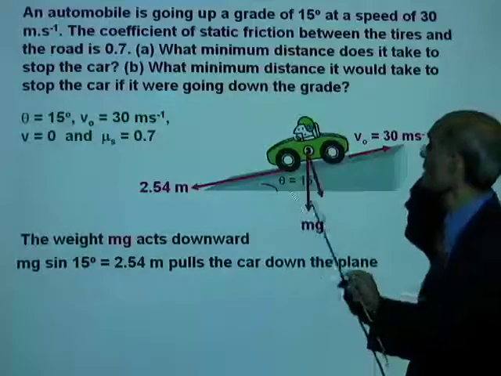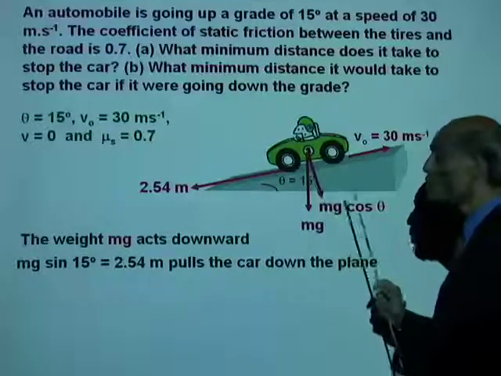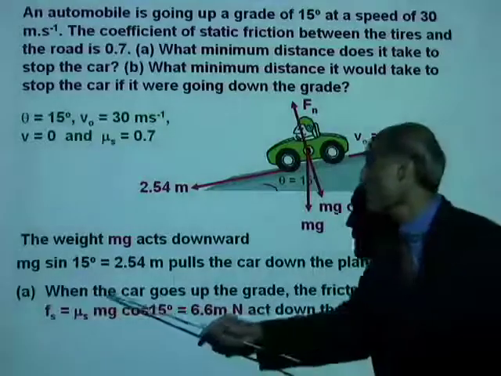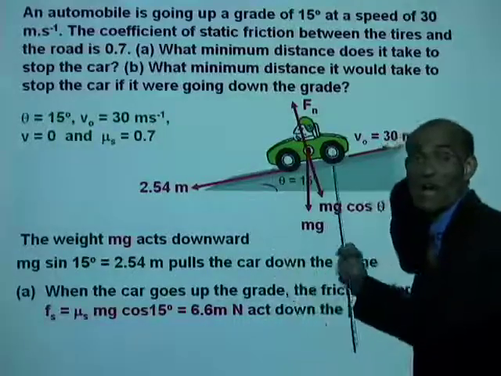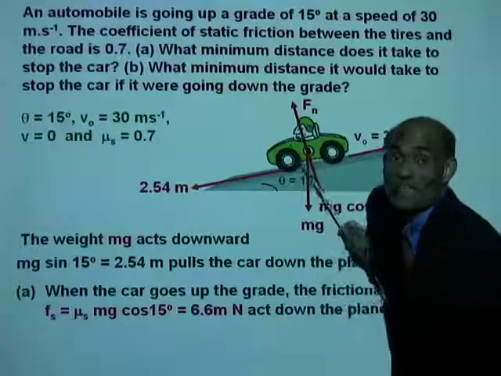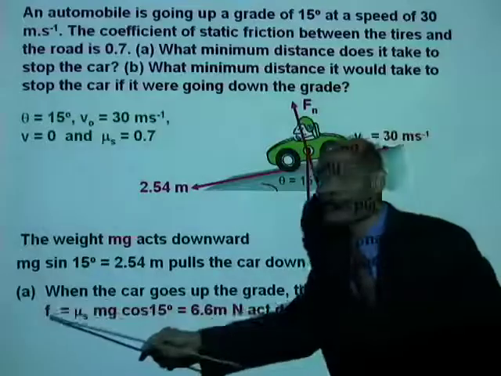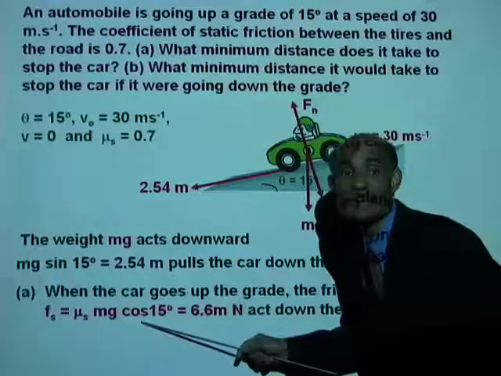Okay, and mg cos theta is the normal force, and that will be equal to Fn. When the car is going up the grade, what is the direction of the frictional force we said? It is down the grade. And what is that frictional force? Fs equal to mu s mg cos theta.